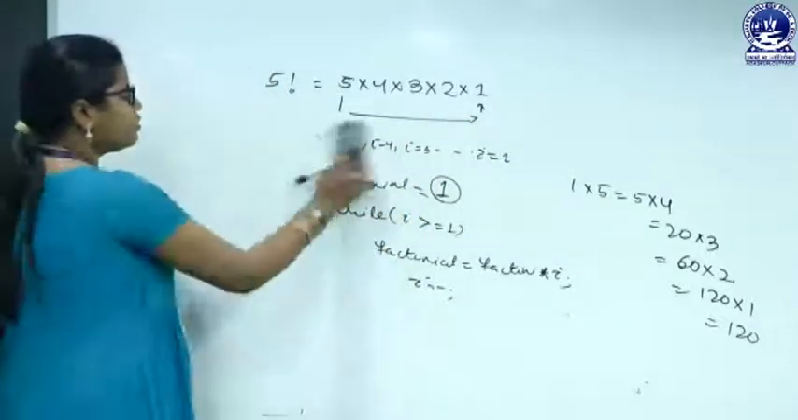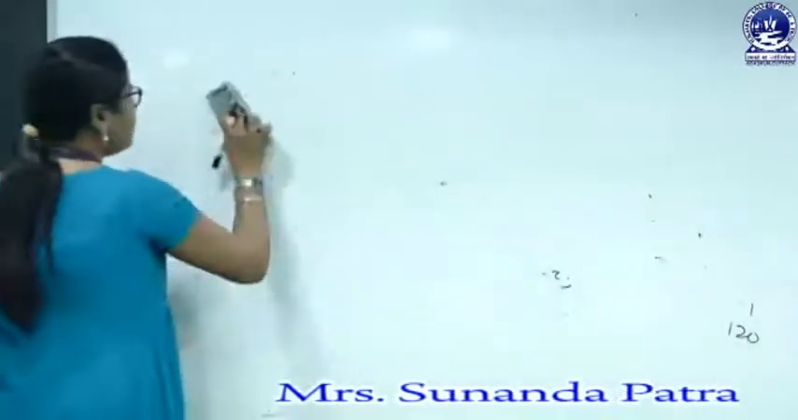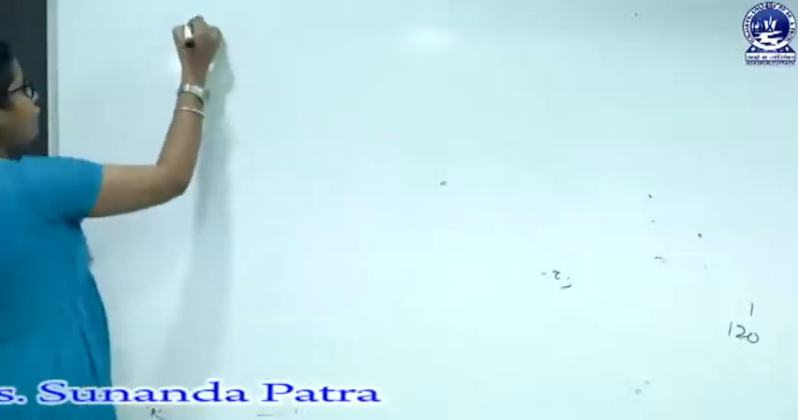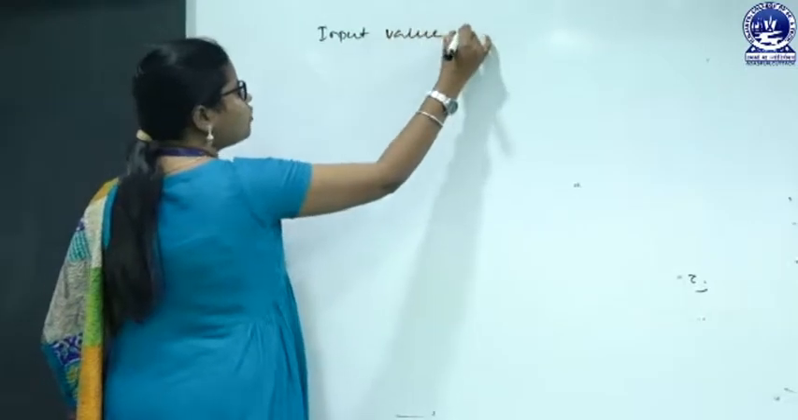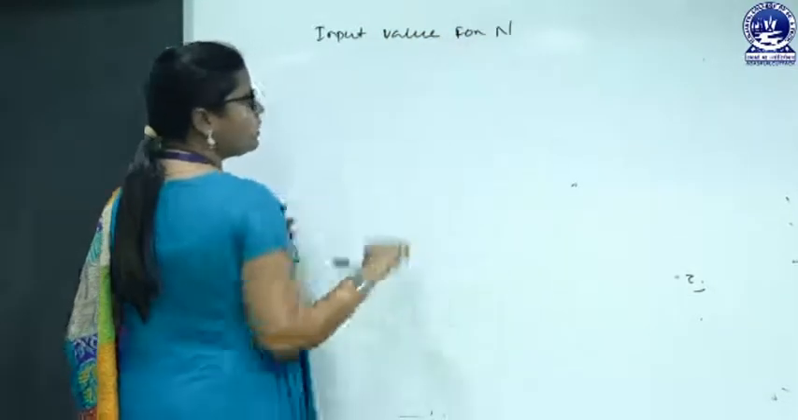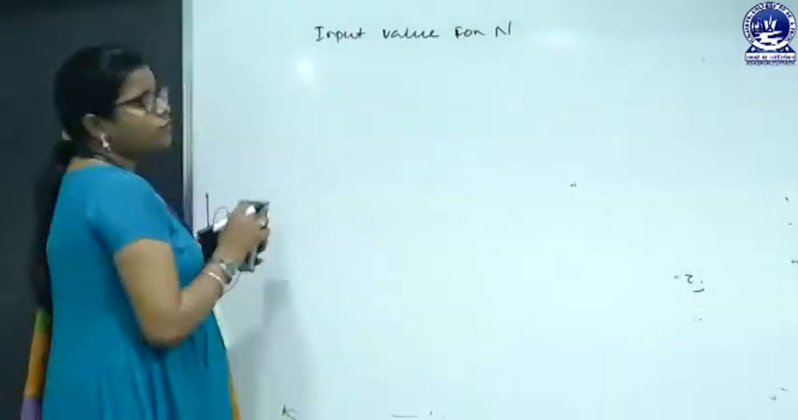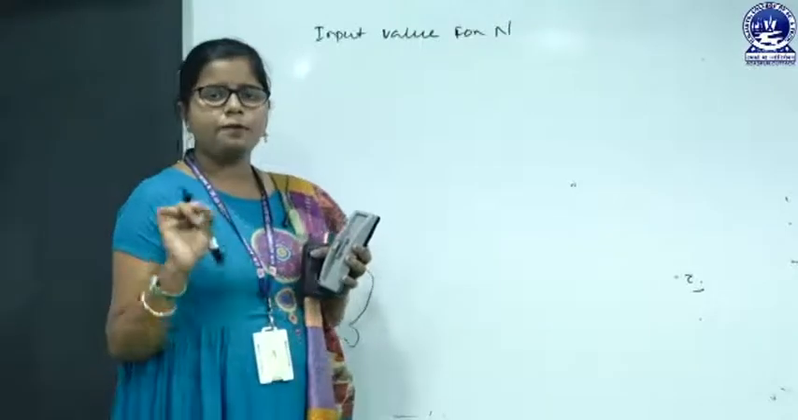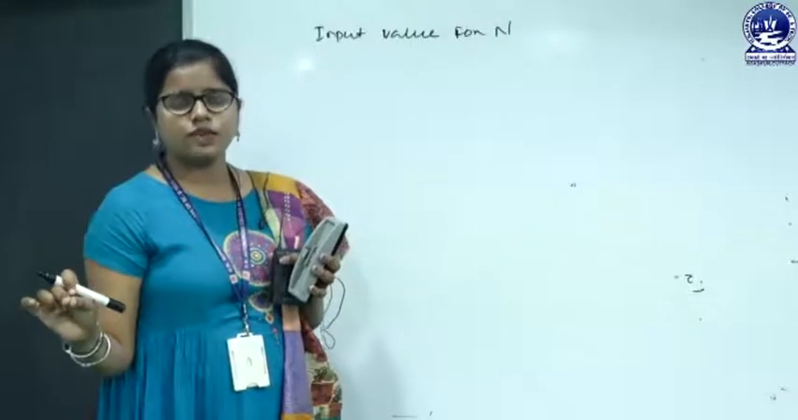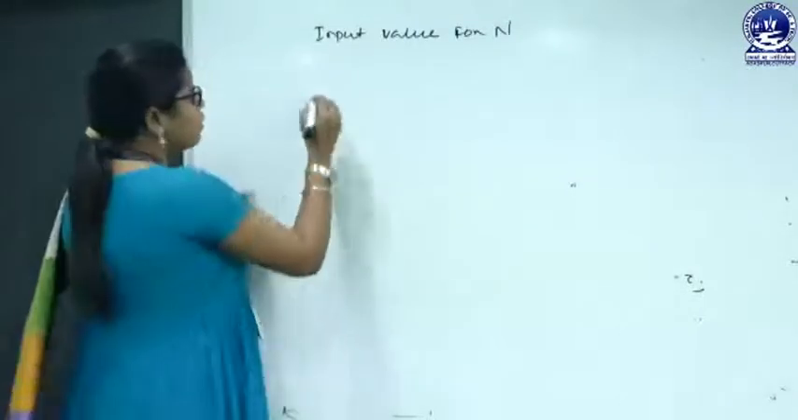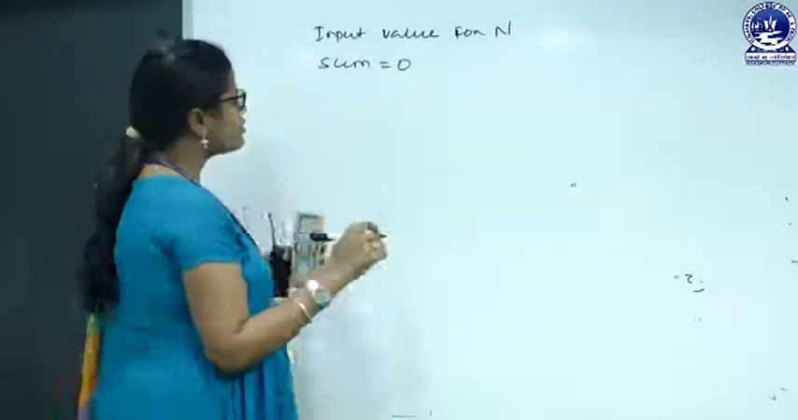So let's write the pseudocode for checking whether a given number is strong or not. For that we have to take the value. So we can write here, input the value for n. N is the given number. So we have to check whether n is a strong number or not. So what is the logic behind a strong number? We have to find out the factorial of each digit. Then we will add each factorial into a sum. So initially the sum is what? 0. We have nothing, so sum equals 0.